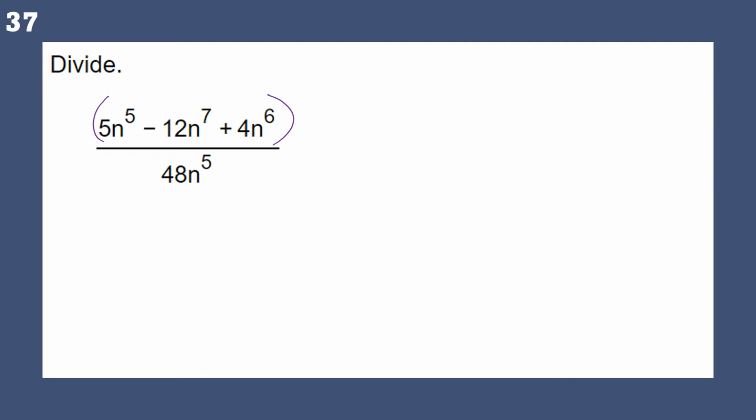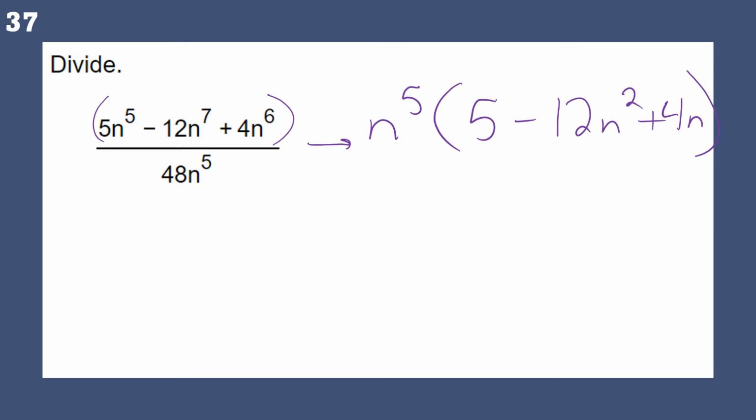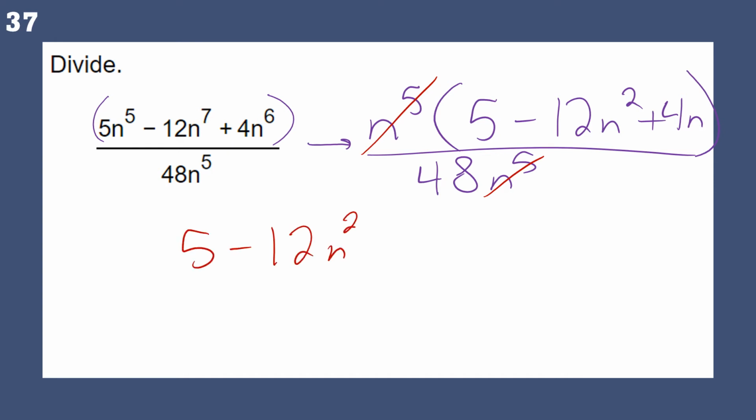But all three of them on top have an n with an exponent. So I can actually take an n to the 5th power out of all three of them. That would leave me with 5 minus 12n squared plus 4n, just like that. So at this point, if I look at the bottom, now I have an n to the 5th on the top and the bottom. And so when we simplify fractions, what we're really trying to do is cancel out a factor on the top and the bottom. And so my final answer for this is just going to be 5 minus 12n squared plus 4n all over 48.